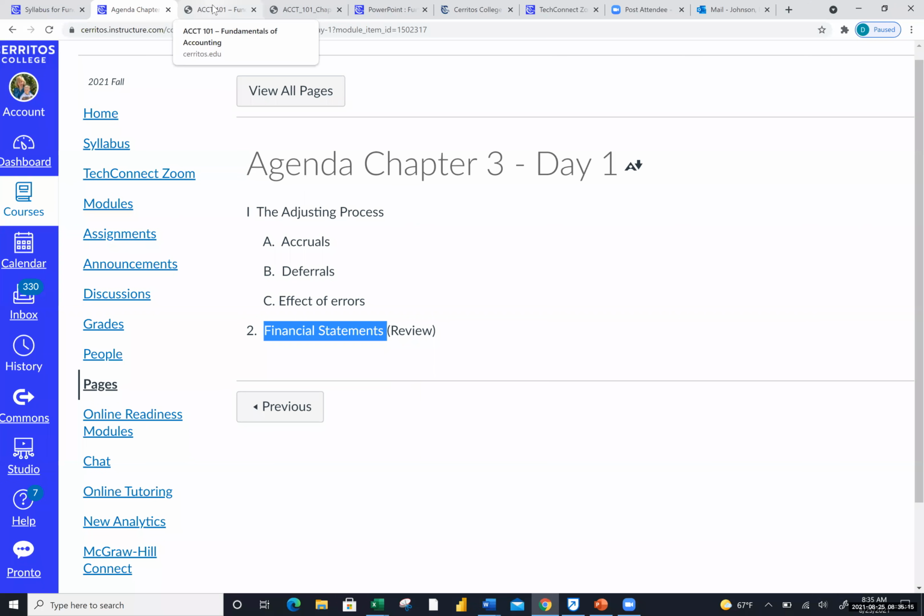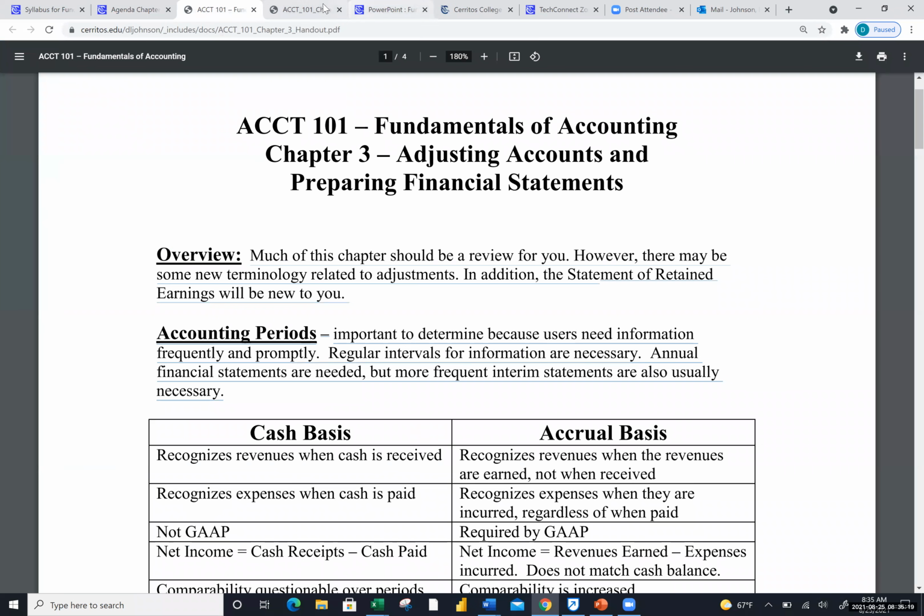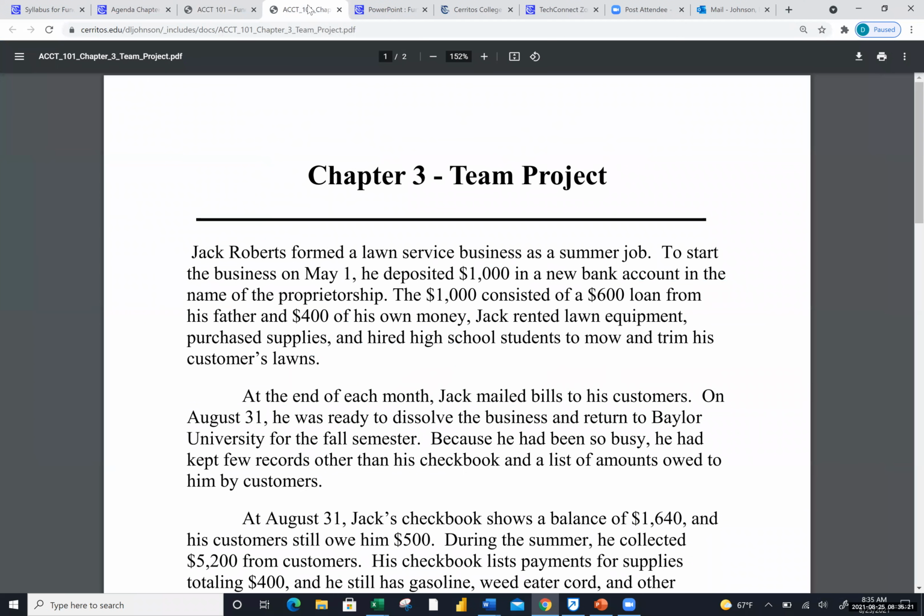Okay, so if I had you guys live in a classroom, I would start off by giving you this team project. This is in the modules link. And it's called Chapter 3 Team Project. And this is where I'm going to give you the bonus points. If I had you live, I'd put you into small groups in the classroom and I would give you this project.